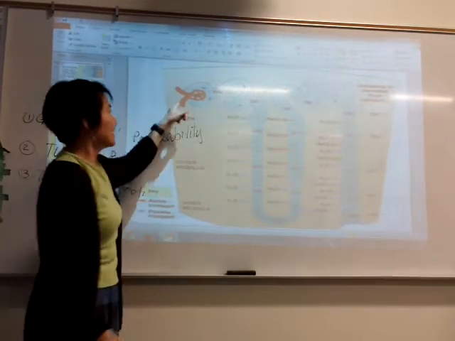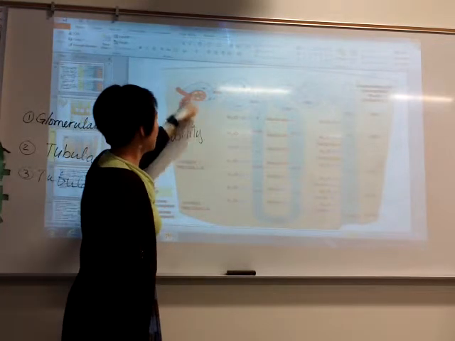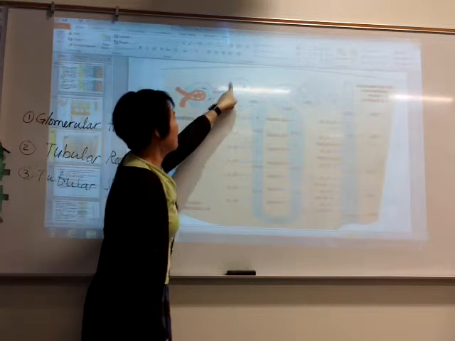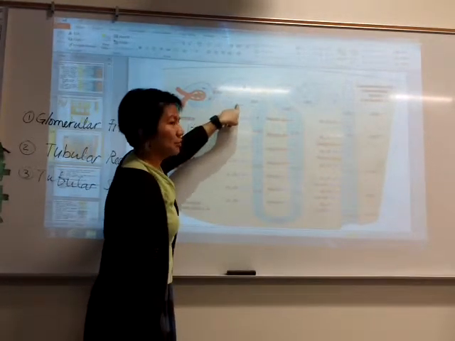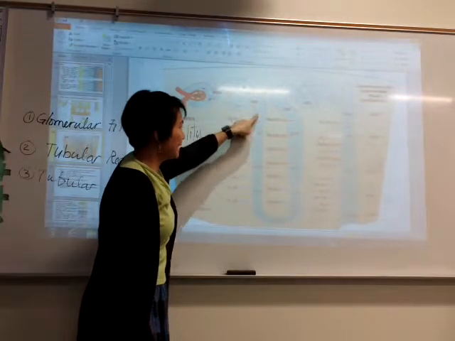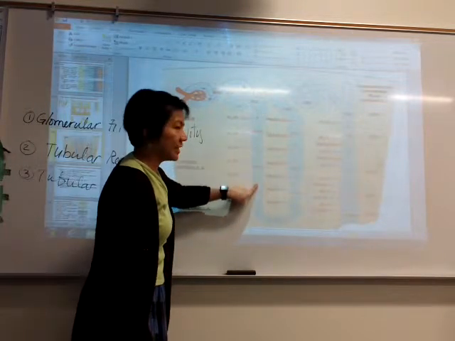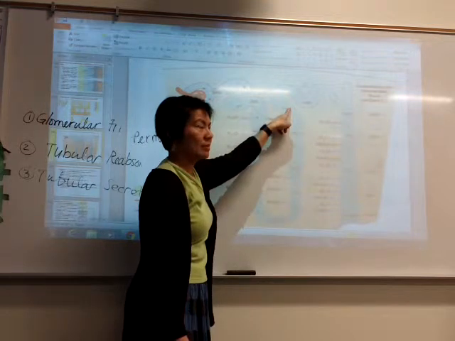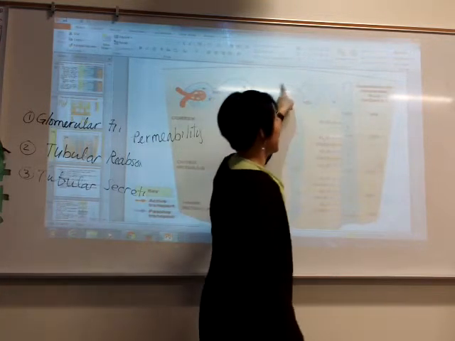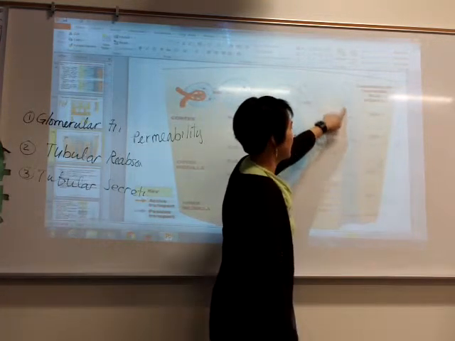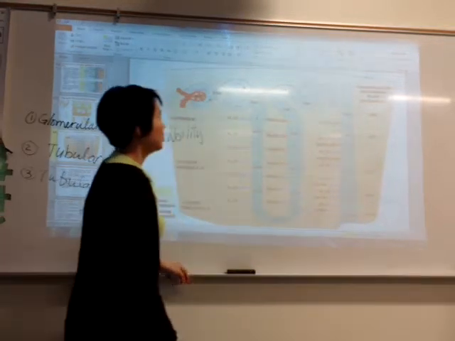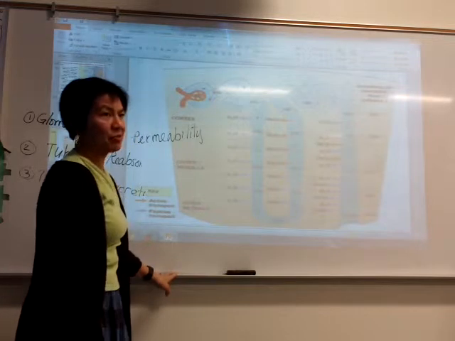So this, can you follow this picture? This is your Bowman's capsule. This is the proximal convoluted tubule. And this is the descending loop of the nephron. This is the ascending loop. Then this will be another series, the distal convoluted, and this is the collecting duct that will empty into your pelvis. So if you look at this picture, what do you notice?